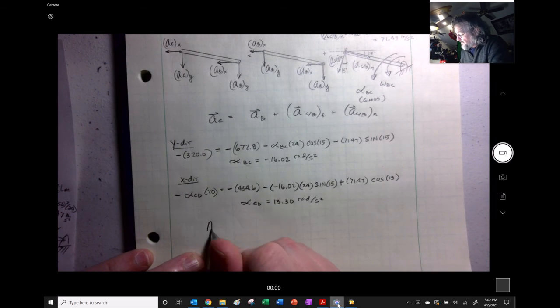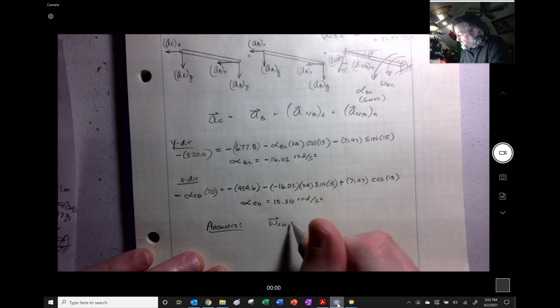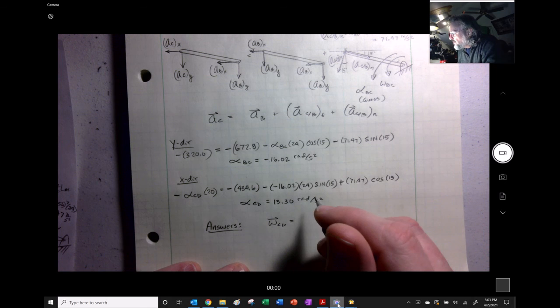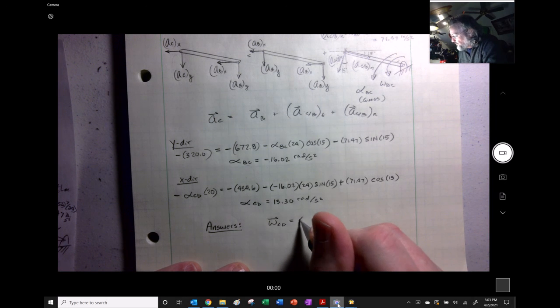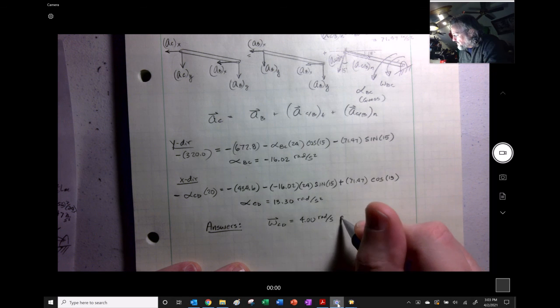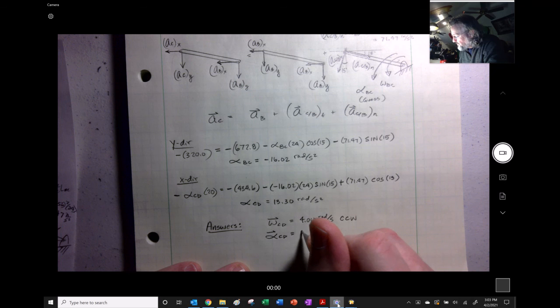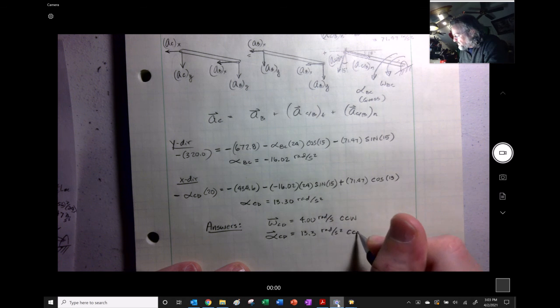So now we have the answers that we were seeking. We have omega CD, call it a vector, which up above was 4, right? Is that what we wanted to find out? Yeah, 4 radians per second and counterclockwise. And alpha CD is going to be 13.3 radians per second squared counterclockwise.